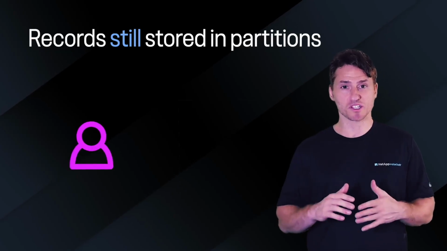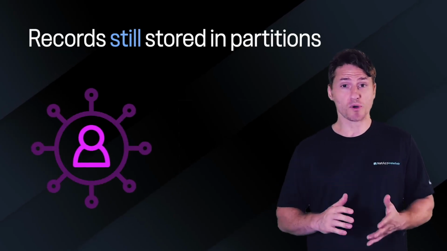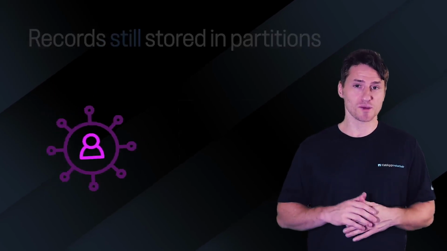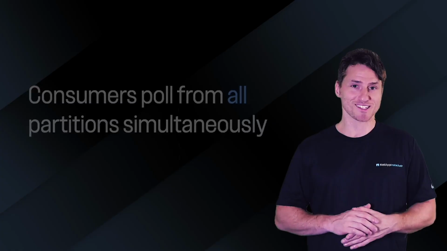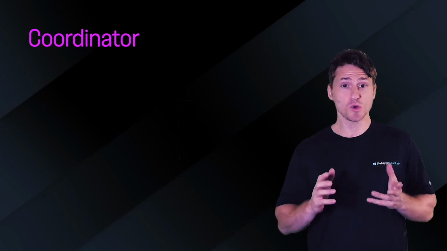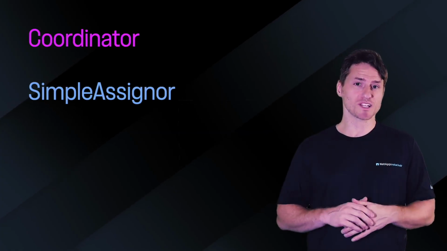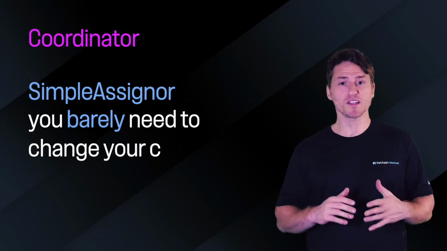So let's go behind the scenes. Here's what's happening. Records are still stored in partitions, but share groups treat all partitions as a single pool for consumption. So now consumers pull from all partitions simultaneously. The coordinator manages who gets what using the new simple assigner. The best part? You barely need to change your code.